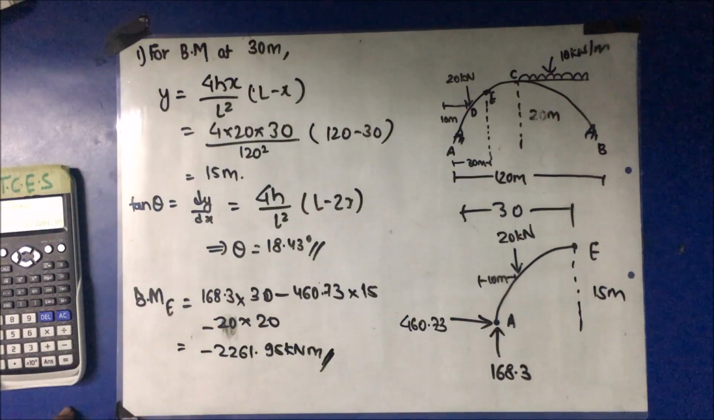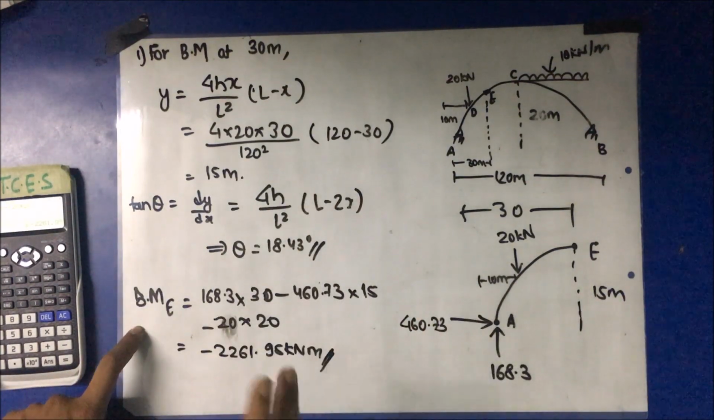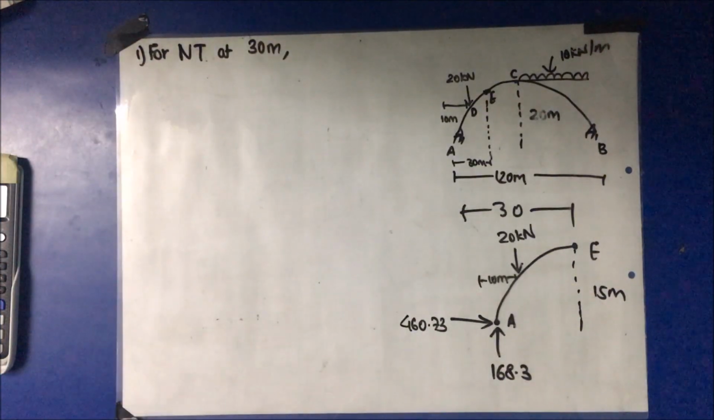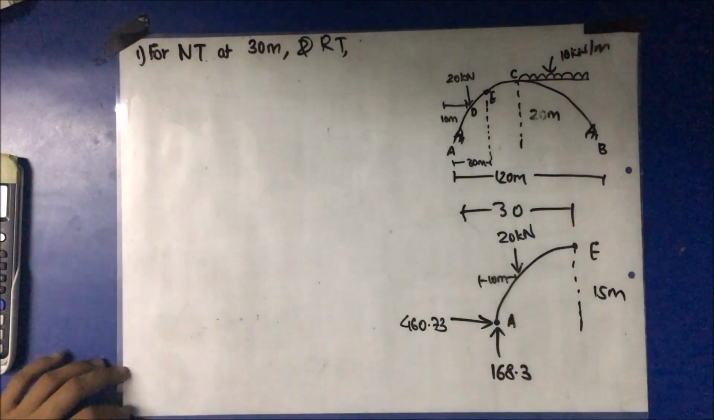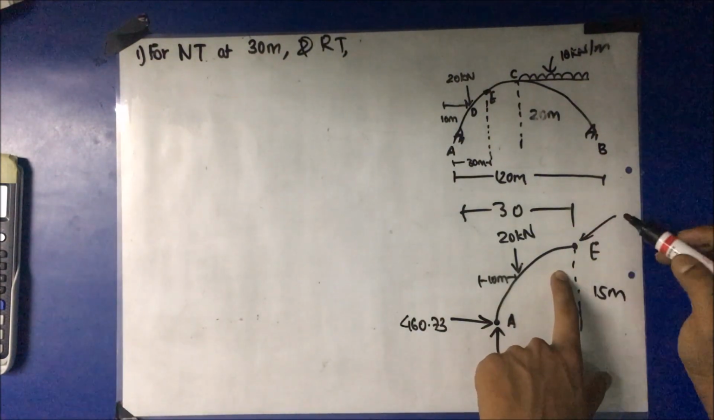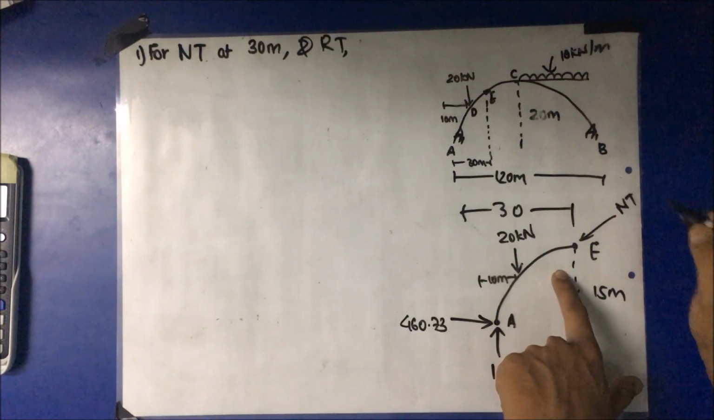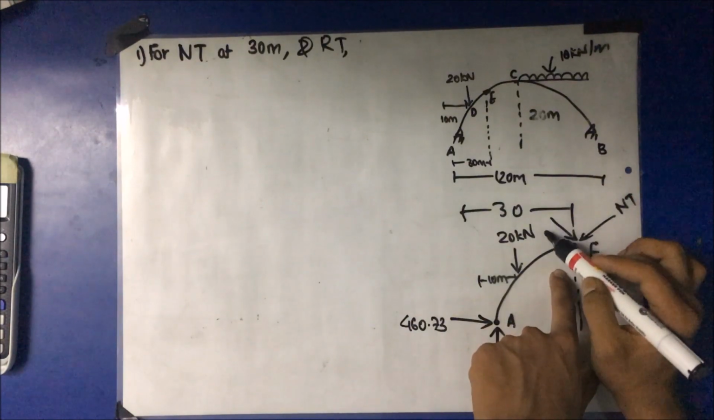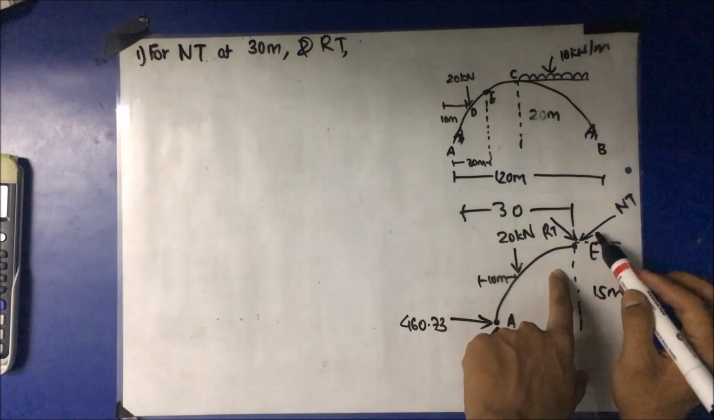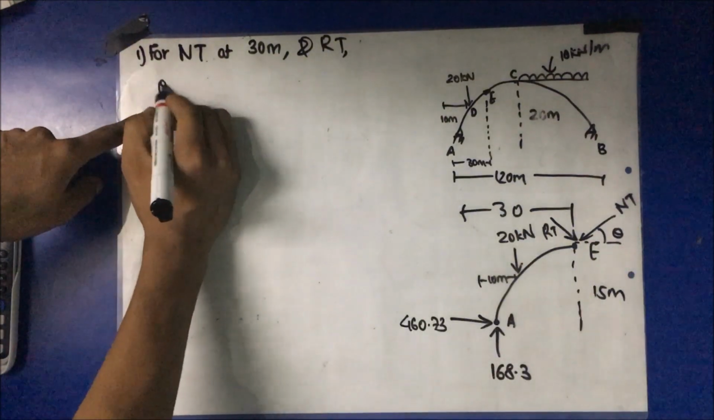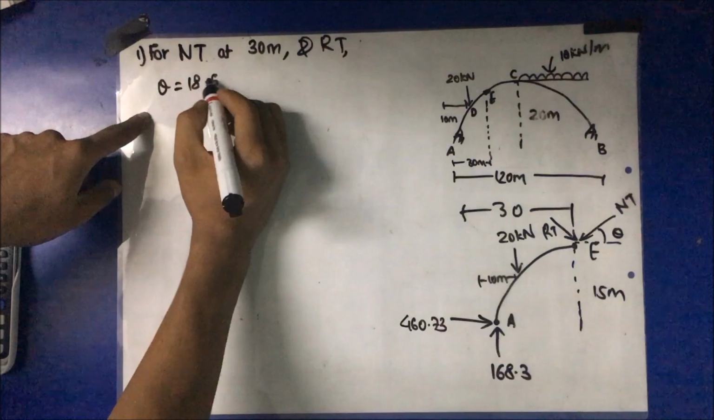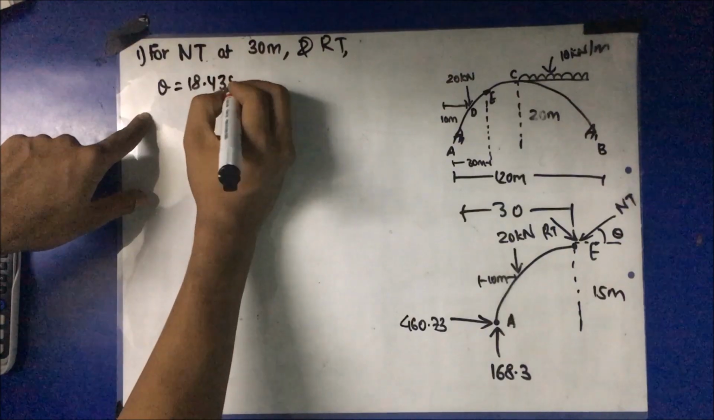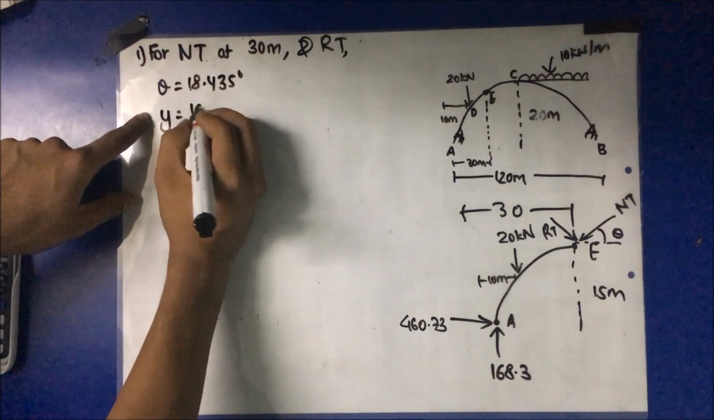So now we have to calculate the radial shear and normal thrust at section E. So at point E, a normal force acts, which is known as normal thrust, and perpendicular to normal thrust, another force acts, that is radial thrust, making an angle theta with the horizontal. We had calculated theta as 18.435 degree, and y at that section 15 meter.